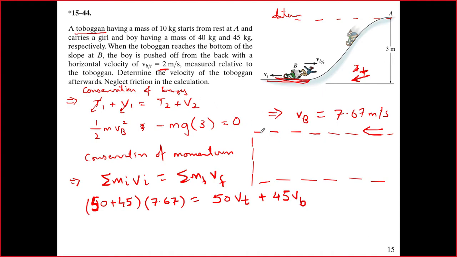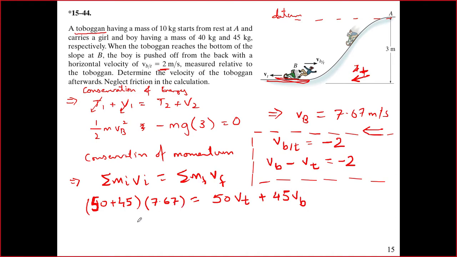So here I am given that the velocity of the boy relative to the toboggan is 2 meters per second, pushed off the back. Where is the arrow? Where is it telling me? It's moving to the right. So it's sort of like -2 coming, in the minus direction. What is VB with respect to T? That is VB minus VT equal to -2. So now I've got two simultaneous equations which I can solve, right?